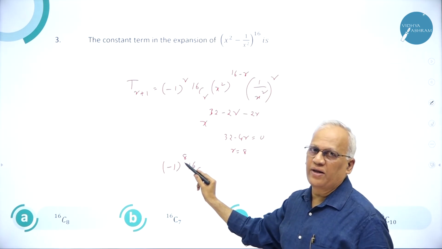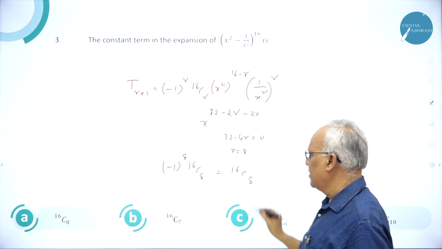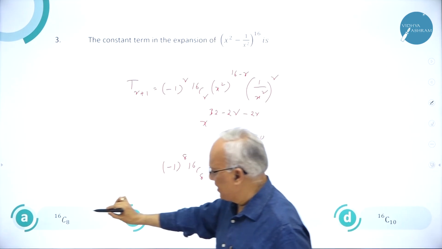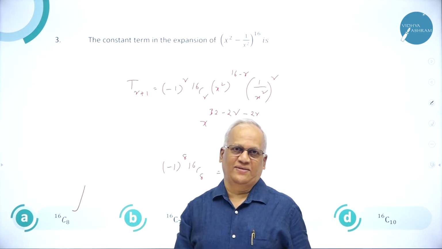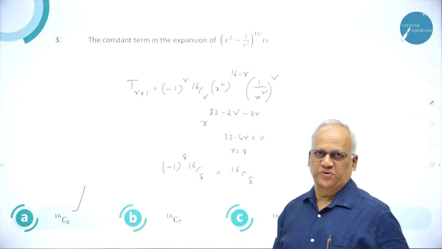And minus 1 to the power even number is plus. So it is equal to 16C8. So the answer is 16C8. You have A. A is the answer. Okay, so no need to write completely. So we go to the next question now.